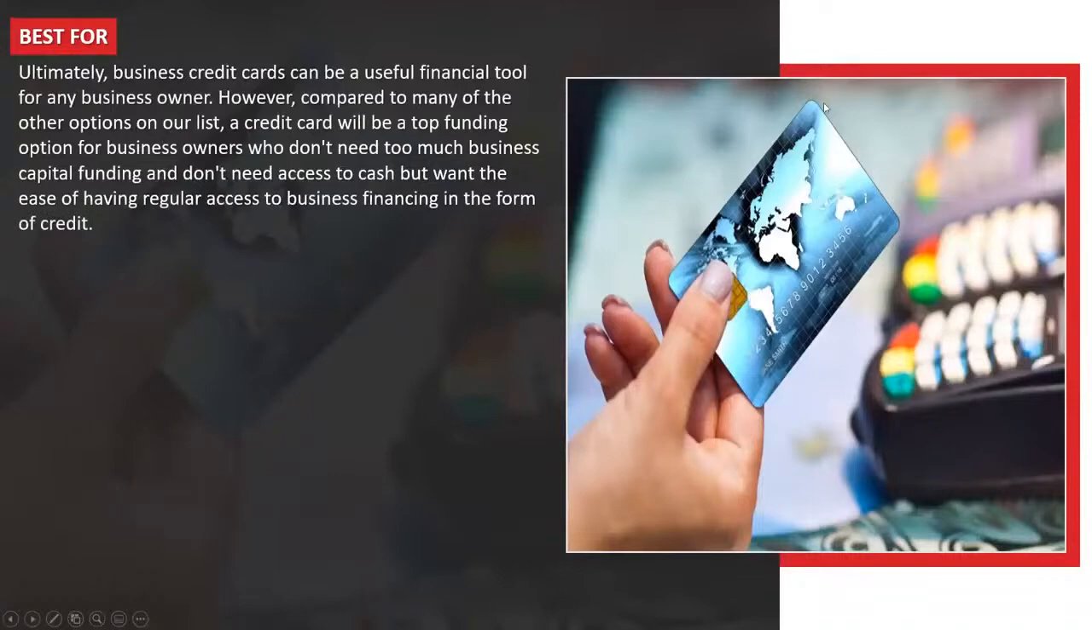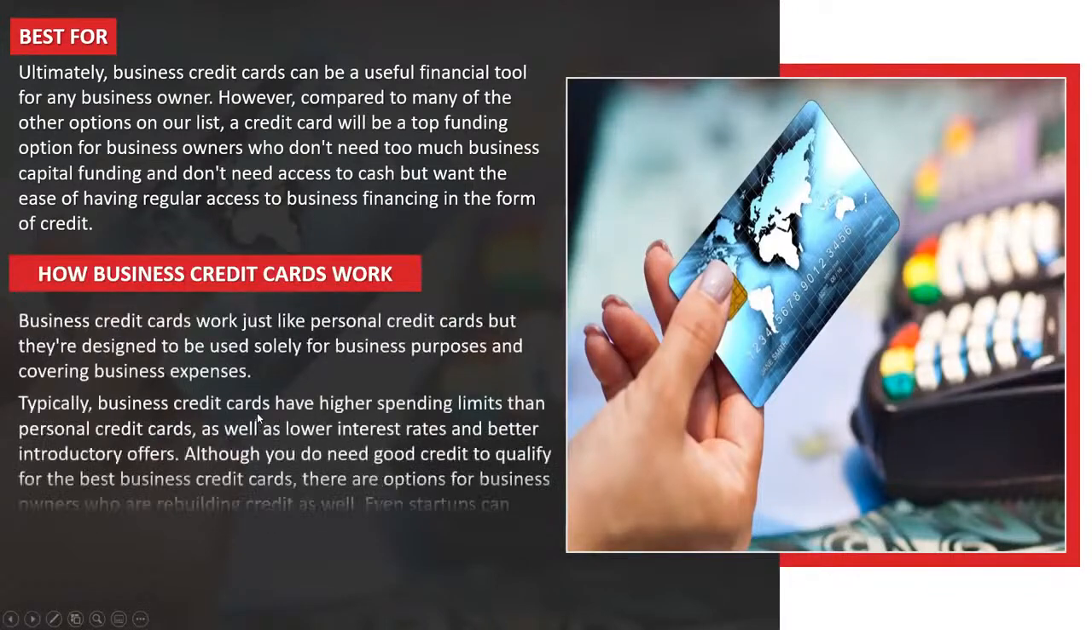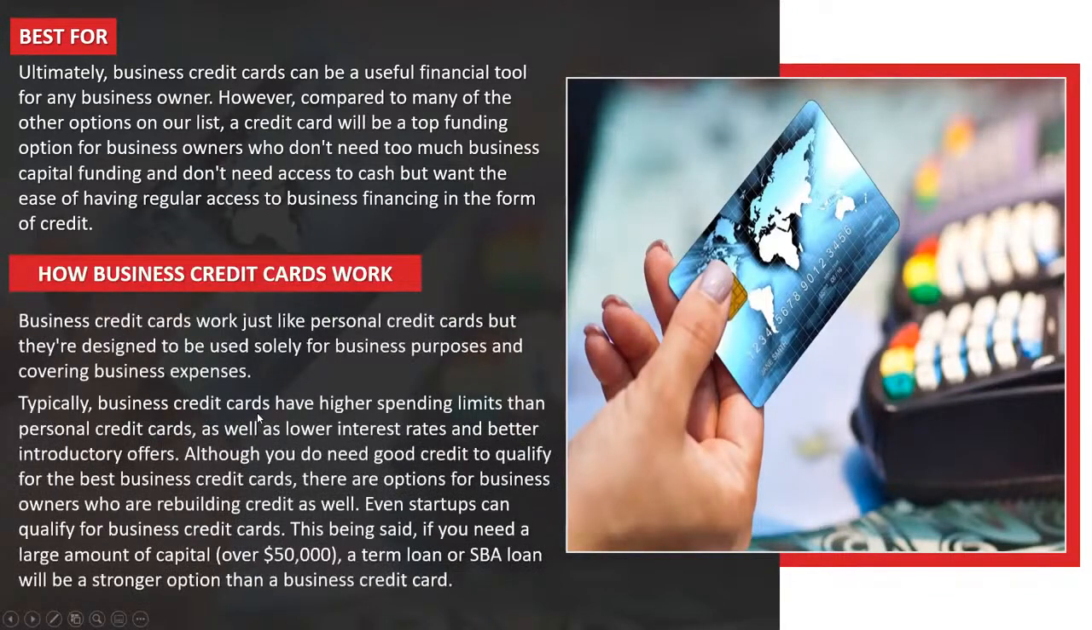Ultimately, business credit cards can be a useful financial tool for business owners. However, compared to many of the other funding options on the list, credit cards may be the top funding option for businesses who don't need too much business capital and don't need access to a lot of cash. Pretty much how it works is you have a credit card, just typical, like we were just talking about with the business line of credit, a card that's available to you.